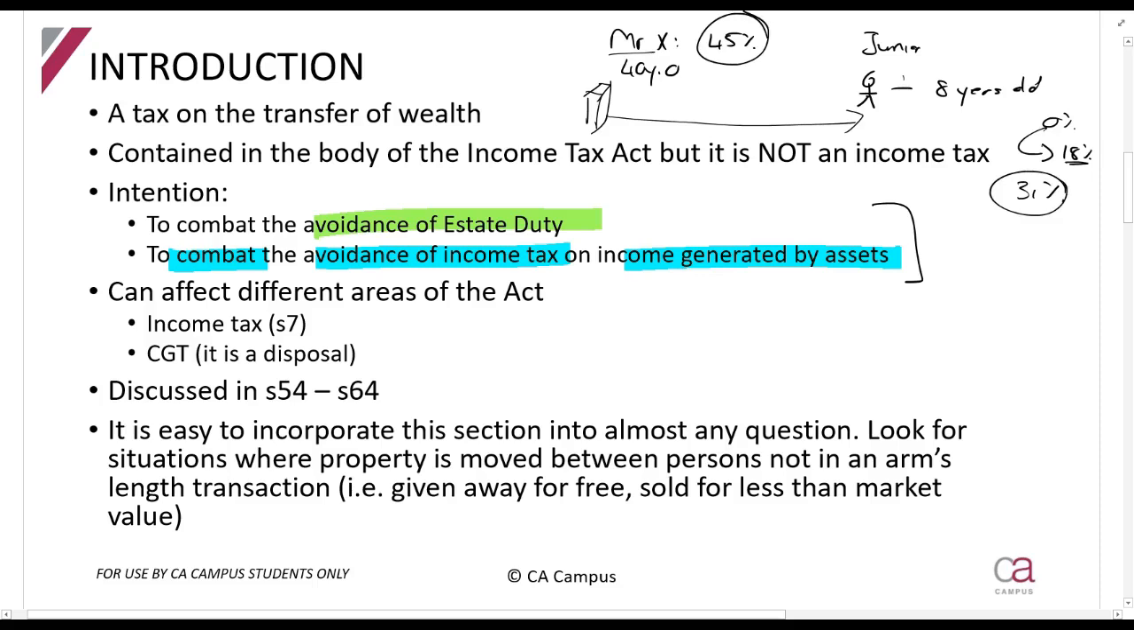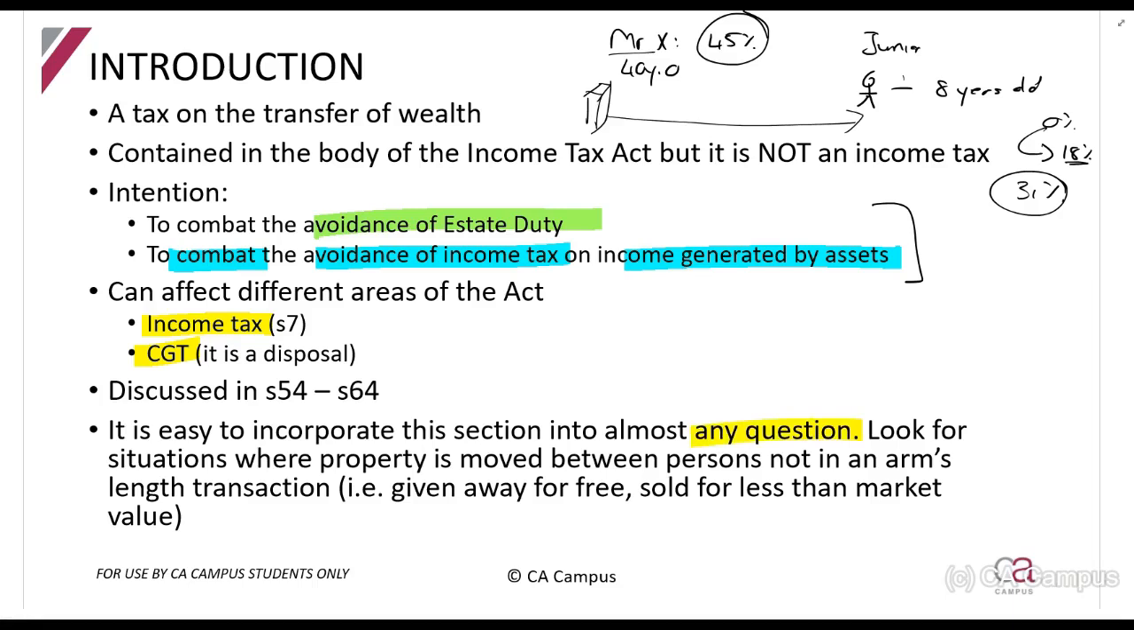Again, there are consequences to that which you'll study separately. We are going to look at the donations tax consequences here. So guys, CGT can affect income tax and CGT. Basically, like I've mentioned to you, it is very easy to incorporate it into almost any question. What do you need to look out for?